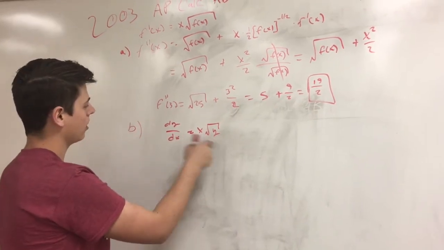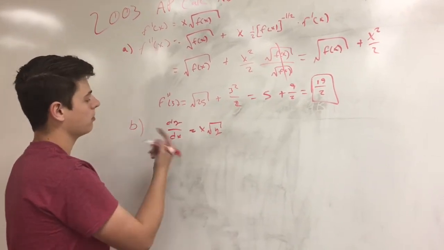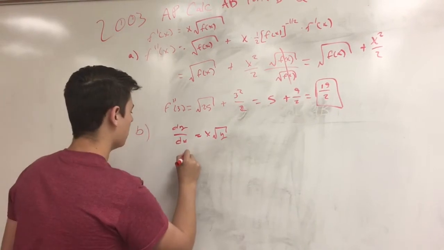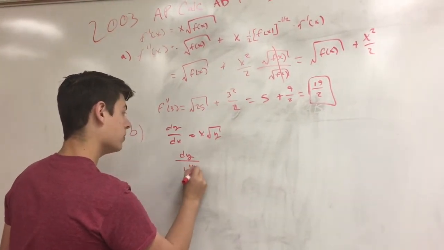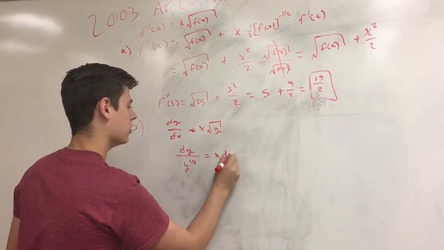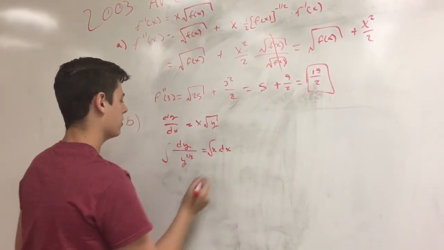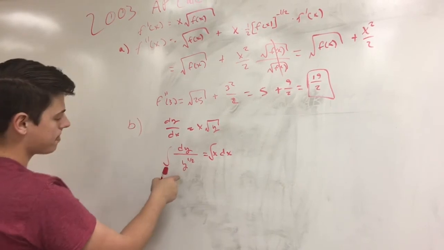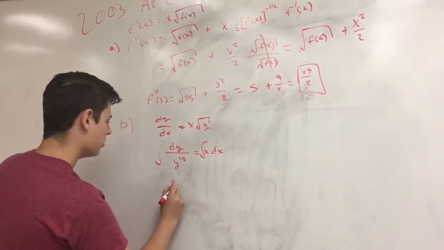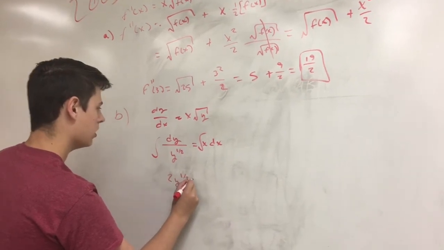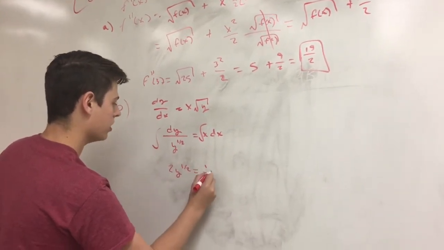So divide by the square root of y and multiply both sides by dx. We get dy over y to the 1/2 is equal to x dx. We want to integrate. We get just simple integration, so we end up getting 2y to the 1/2 is equal to 1/2 x squared plus c.